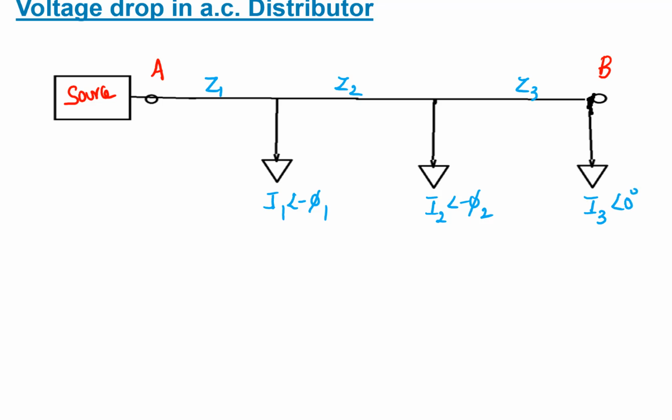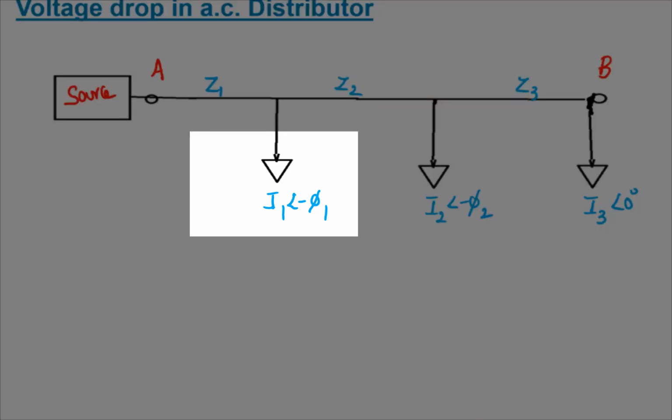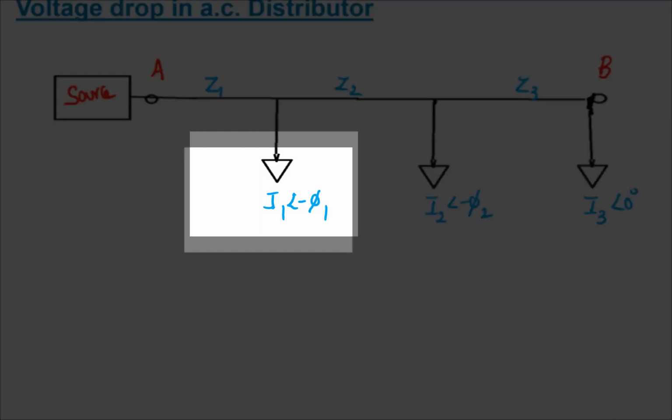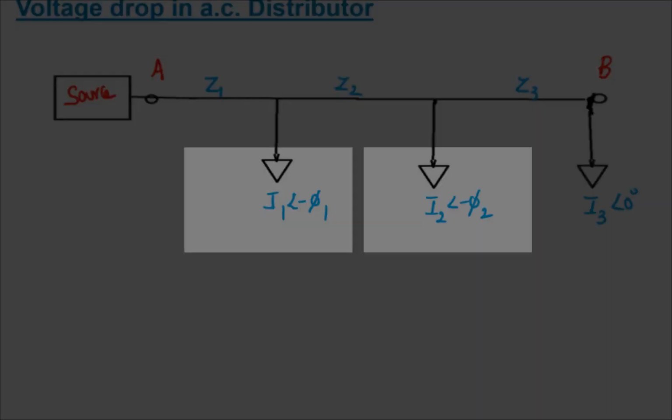So let us consider an AC distributor which is fed from a source at one end. Let Z1, Z2 and Z3 be the impedances of these branches. The currents tapped here are I1 at an angle minus phi1, I2 at an angle minus phi2, and I3 at an angle 0.